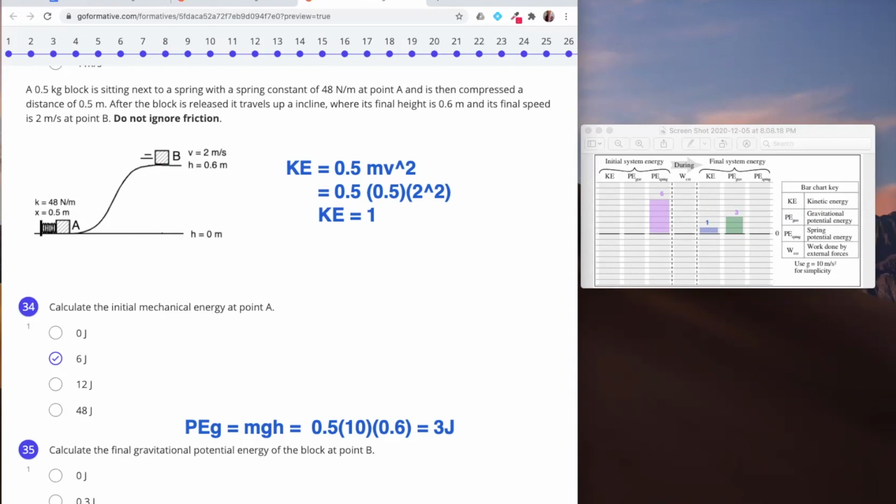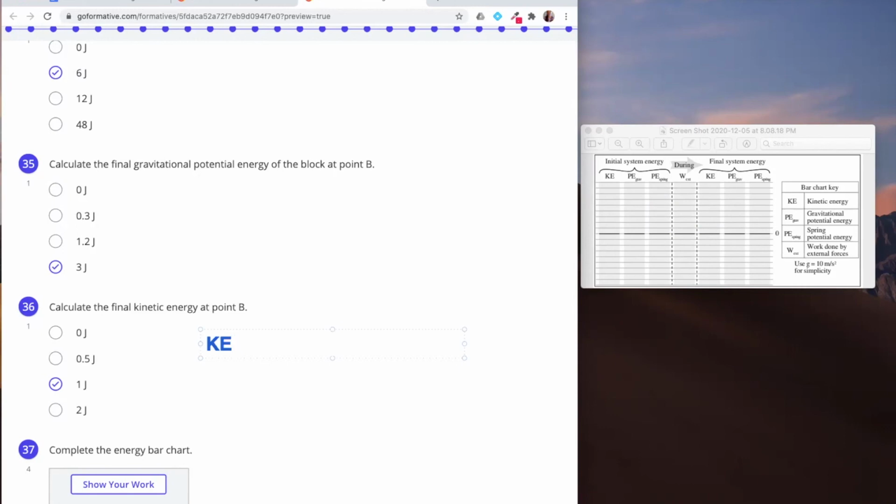The work done by friction, notice it says, do not ignore the friction. The work done by friction must be negative 2 joules, because 6 minus the 2 joules of work done by friction gives us 4. So friction must have done negative 2 joules of work in order to decrease the energy in the system. That means for number 36, you and I have already done the calculation. The final kinetic energy at point B was 1 half mv squared, or 1 joule.